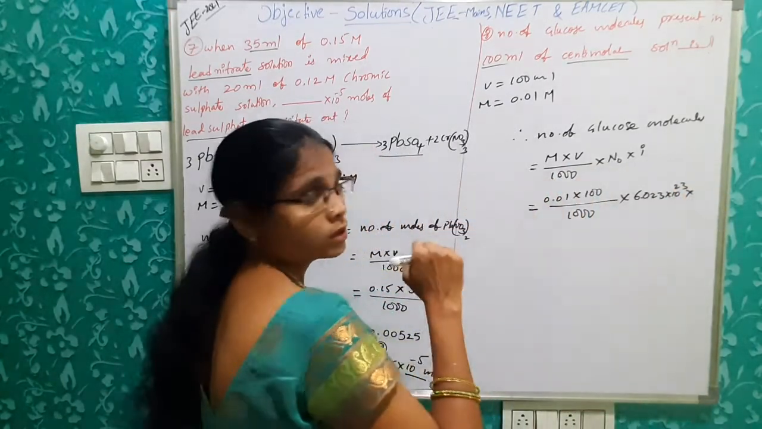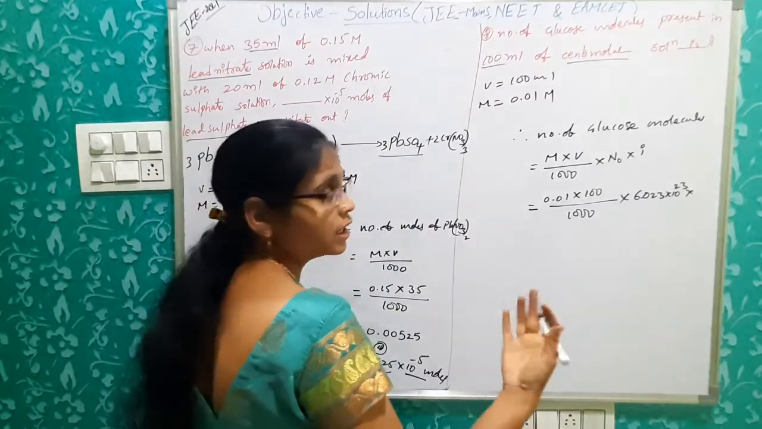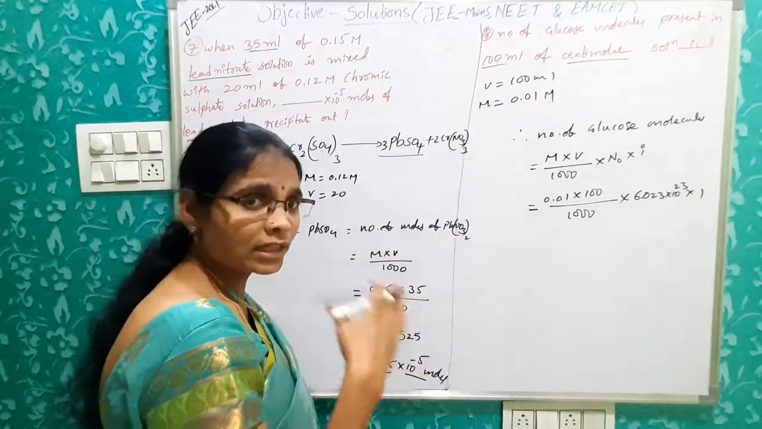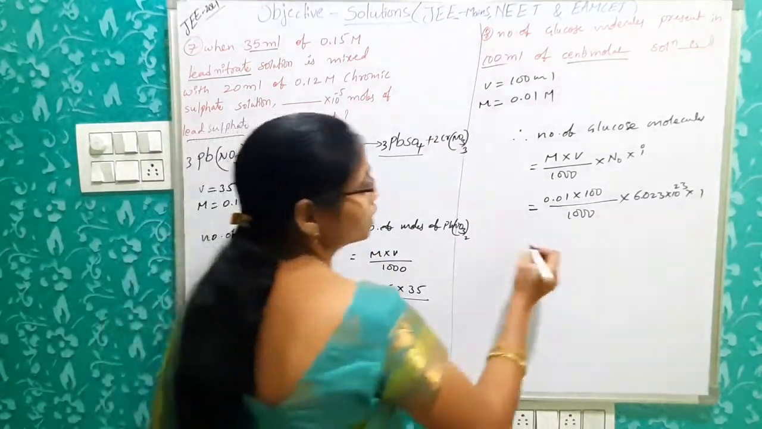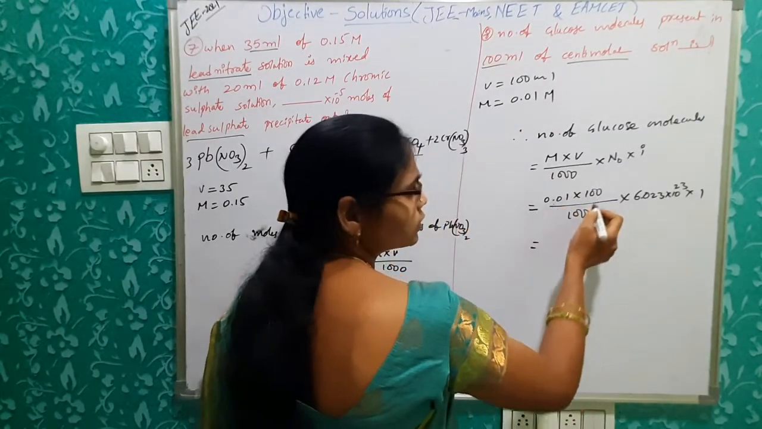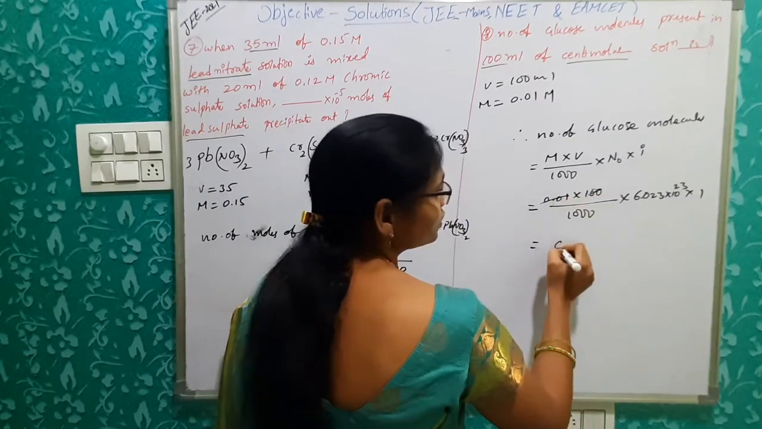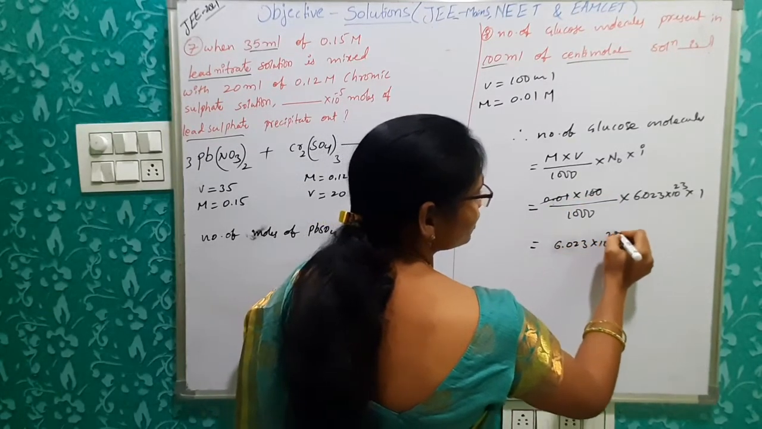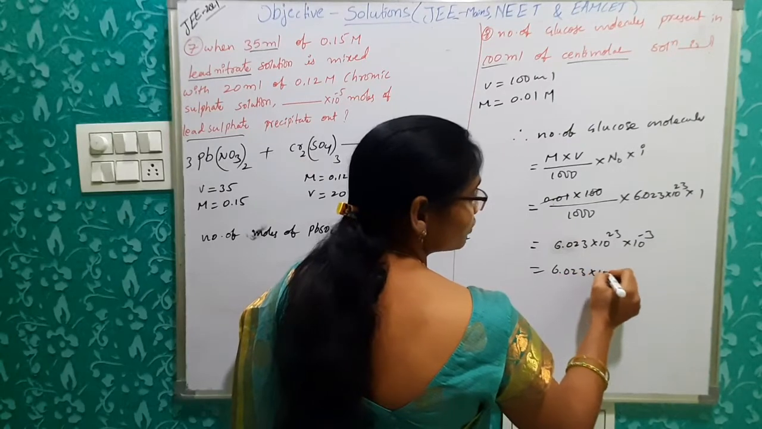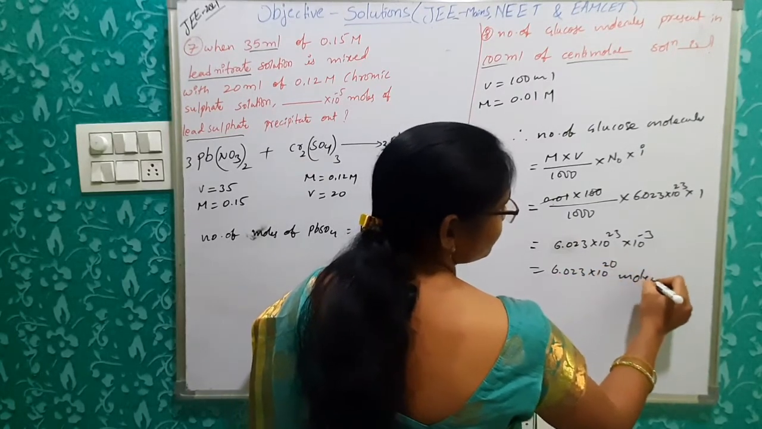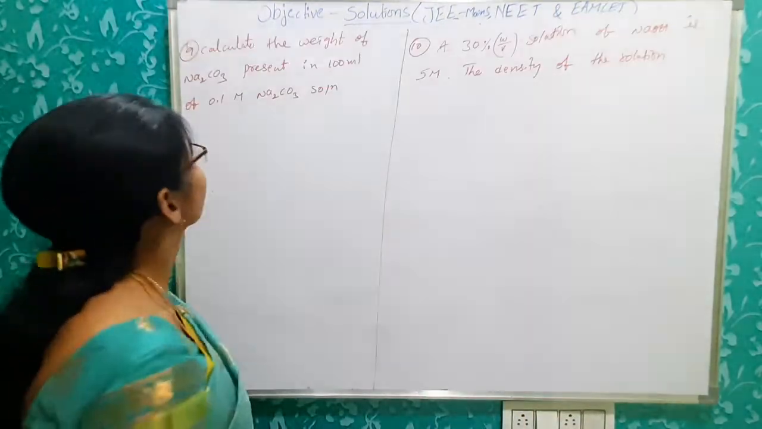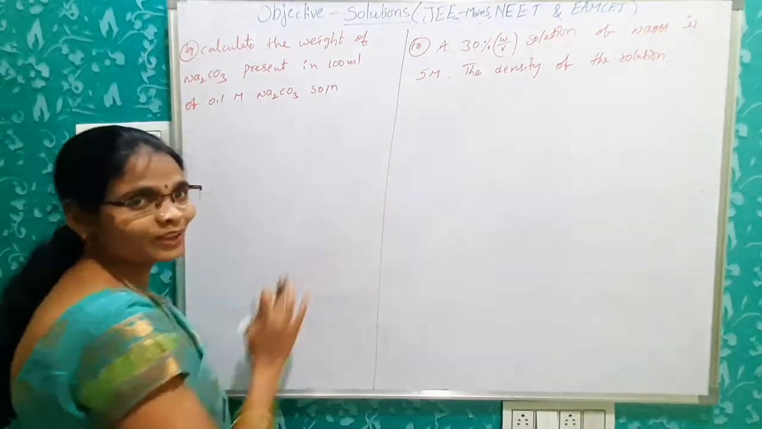The i factor for glucose: it is not decomposed to give ions, that's why the i factor is always 1. For an undissociated compound, the i factor is always 1, unity. Okay. Now how much? So 10 power minus 2 here, 10 power 2, then they cancel mutually. 6.023 into 10 power 23, 1000 will become 10 power minus 3. So 6.023 into 10 power 20 molecules. Which molecules? Glucose molecules. Clear? These two problems are homework for you.